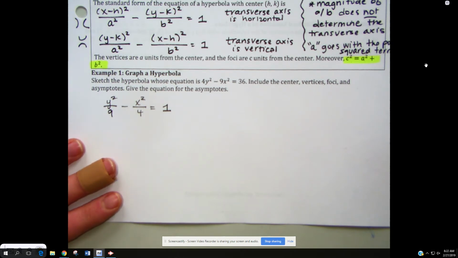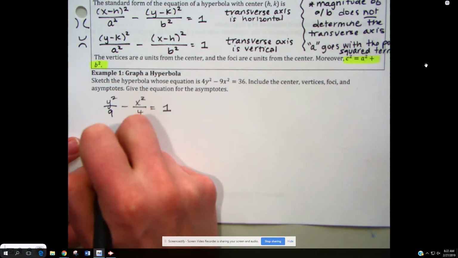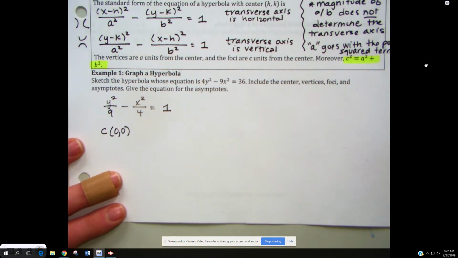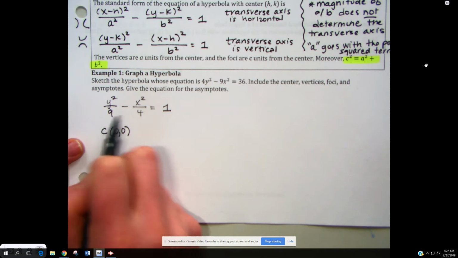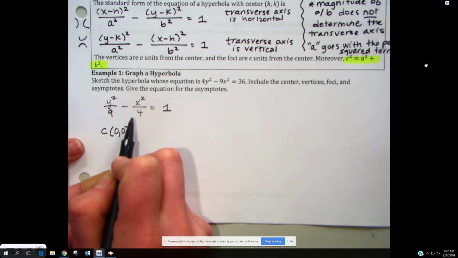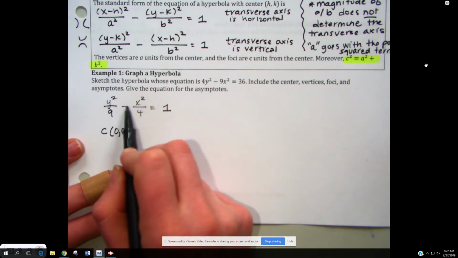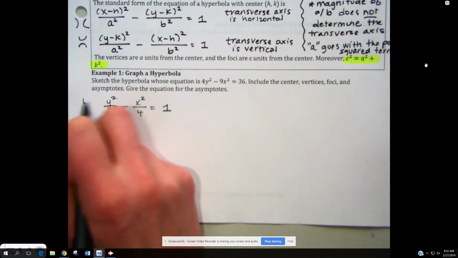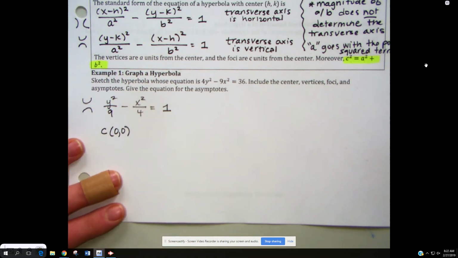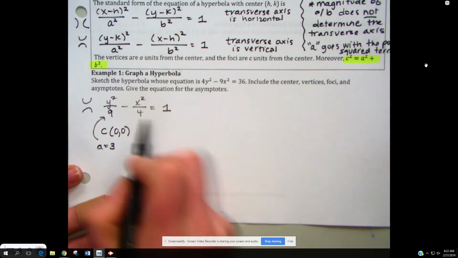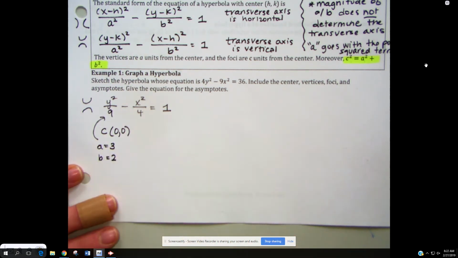Now I can use that equation against the standard form to figure out a whole bunch of really important points. So for example, I know my center is at the origin. My vertices, right? I'm going to pull that information from here. I can tell just by looking at the equation that because y squared is the positive, I'm subtracting x squared, that this hyperbola is going to open up and down. That makes my a value equal to 3 and my b value equal to 2.